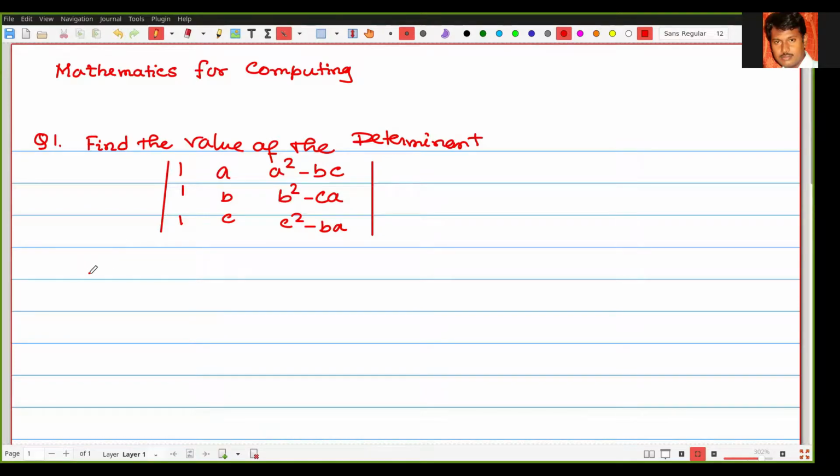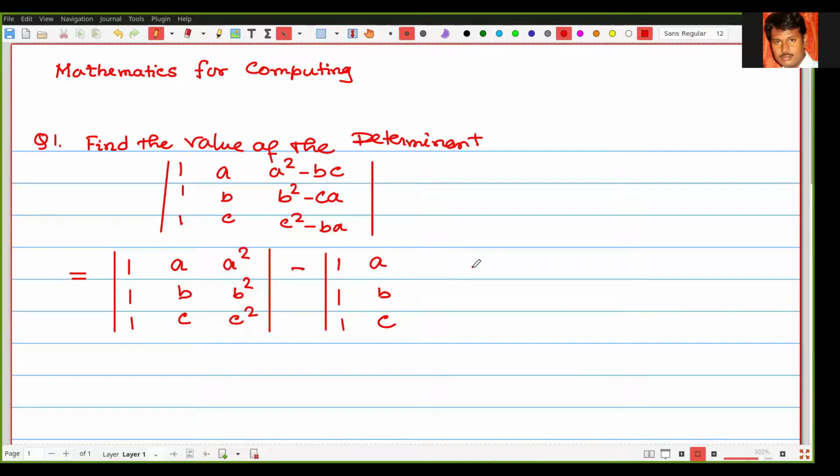So how to solve? Very first of all, we are decomposing it according to the third column. So 1, 1, 1, then A, B, C, the second column, and third column is now A square, B square, C square. Then minus 1, 1, 1, here that is A, B, C, and BC, CA, and AB.